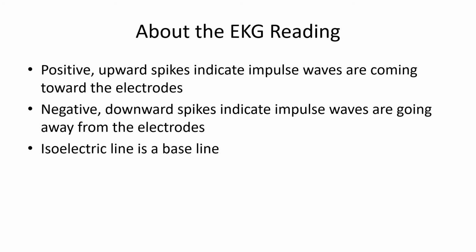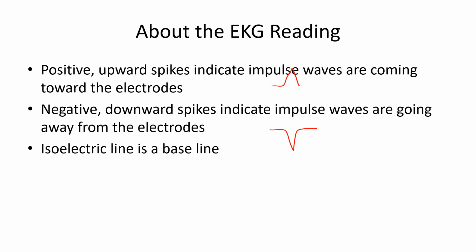Positive upward spikes, ones that appear like this, are ones that are coming toward the electrodes placed around the body. If you happen to see negative spikes like this, that means the nerve impulse is going away from the electrodes. I want to emphasize here that the up and downward waves does not indicate sodiums or potassiums moving in any particular direction. It only means that there is a nerve impulse traveling either toward electrodes or away from electrodes.